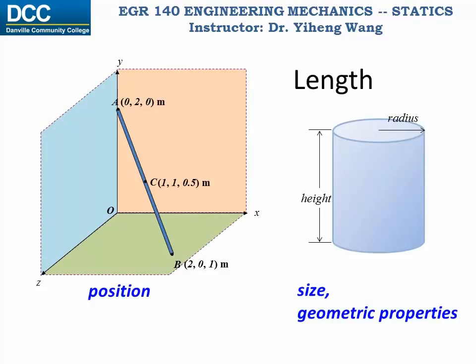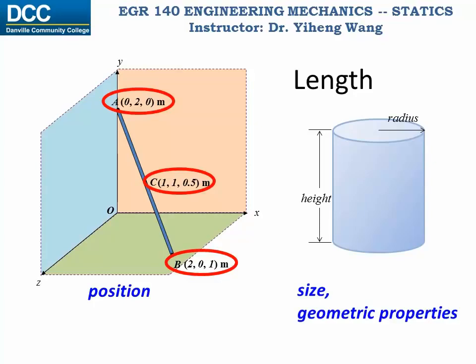The first one, length, can be used to describe the position in space, the size of a physical system, and the geometric properties of a body. Like demonstrated on the left, we can describe the positions of the endpoints and the middle point, points A, B, and C on the rod, by three sets of numbers known as the coordinates of these points.